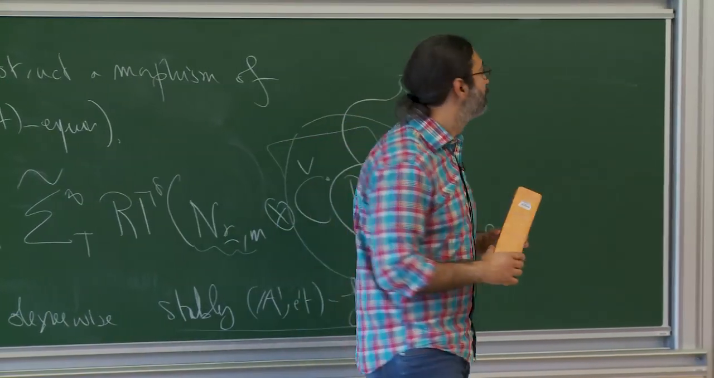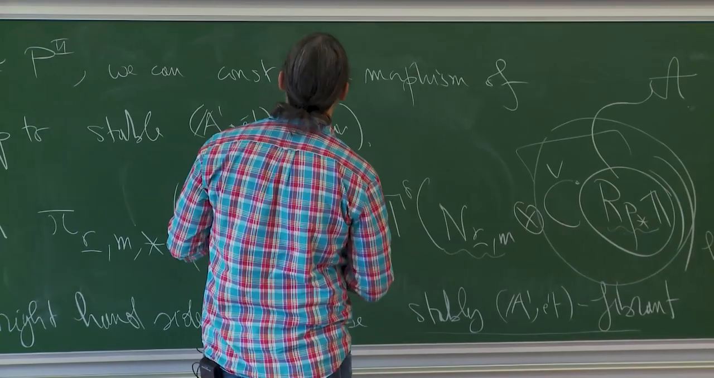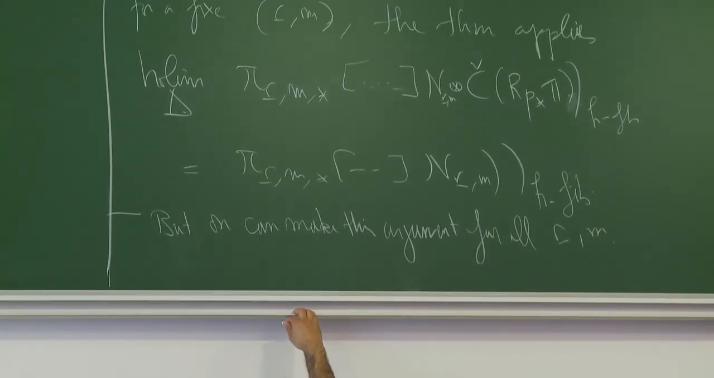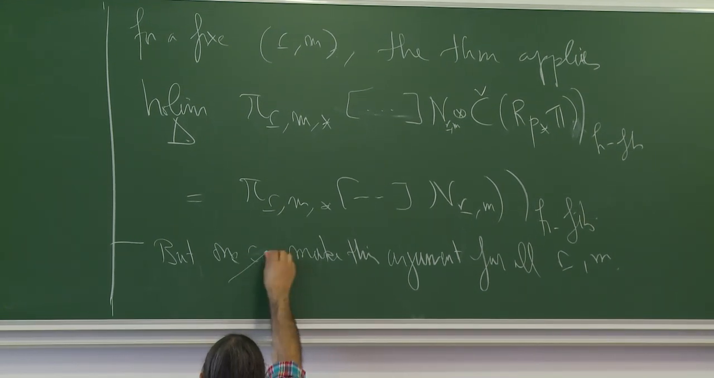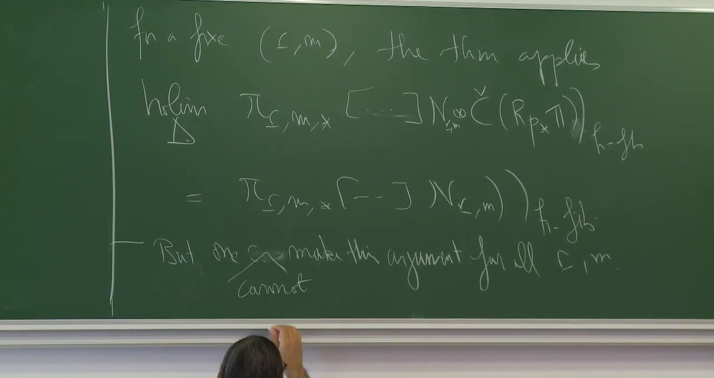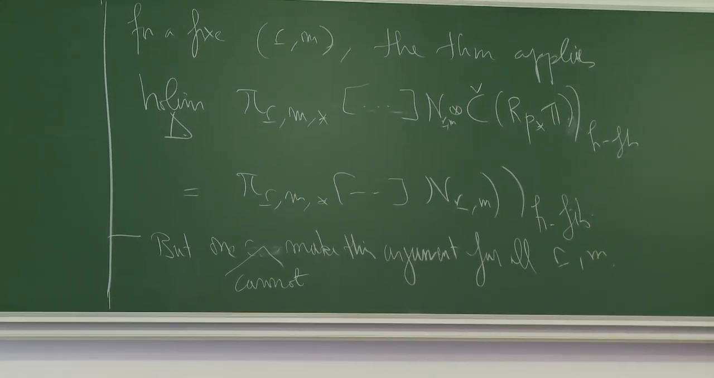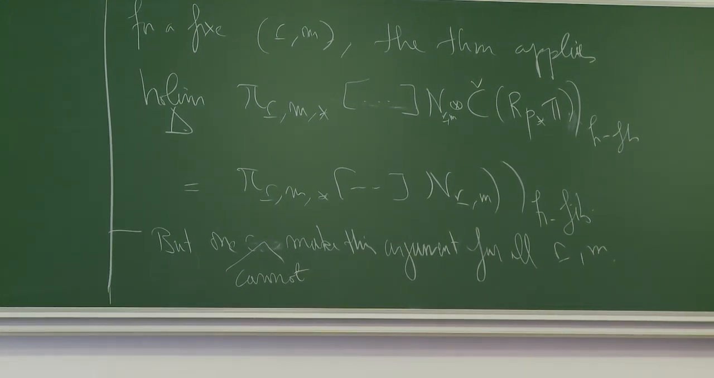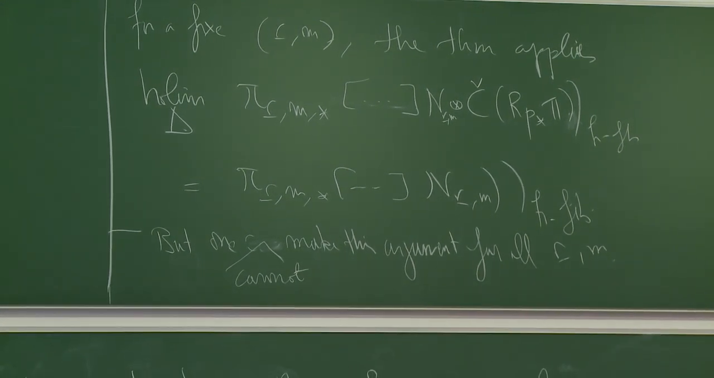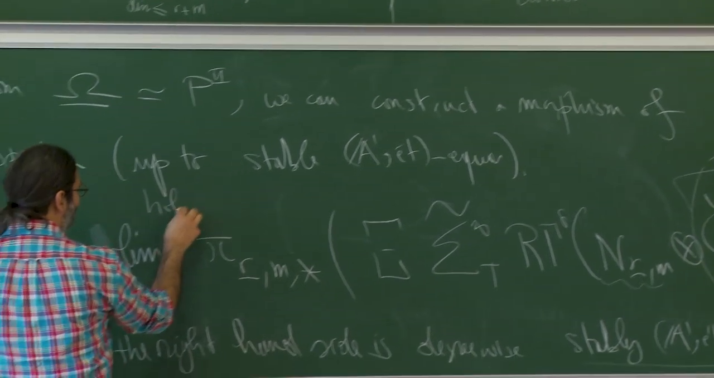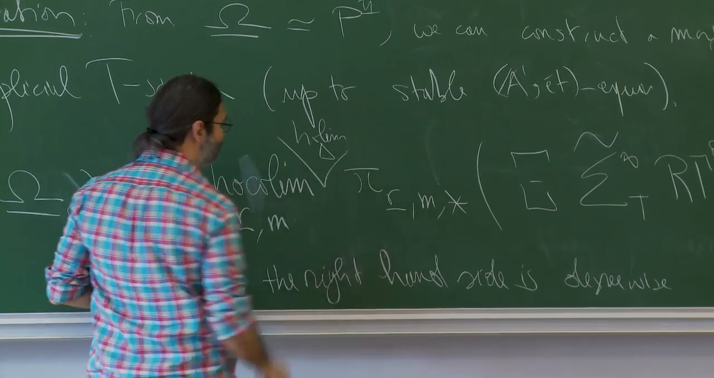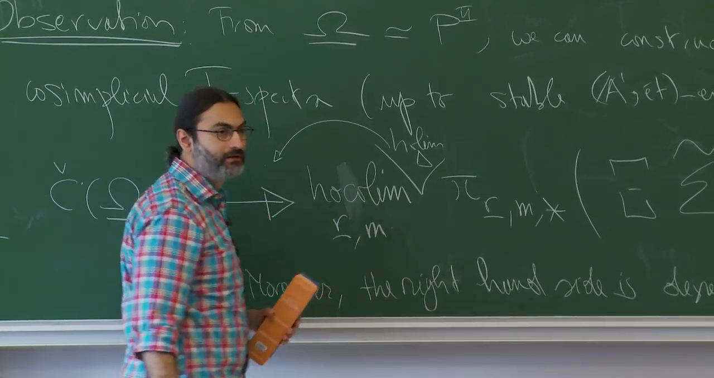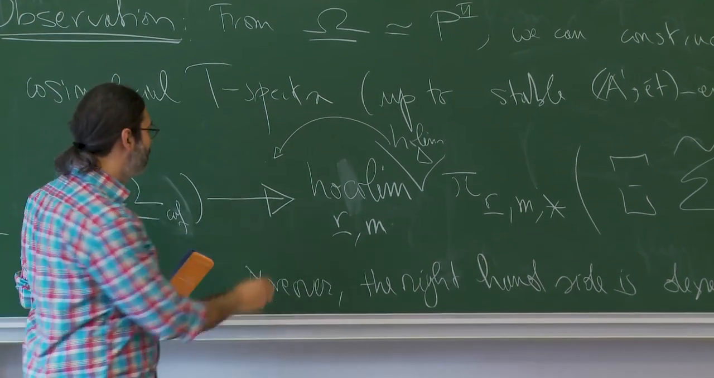And the last sentence that you wrote, was it one can or one cannot make this argument? One cannot. What does it mean? I'm a bit lost. You said for a fixed Rm, you can compute the homotopy limit. Yes. But this will not be enough, because what we really want is computing the homotopy limit of the colimit. So what we really want is to compute this.